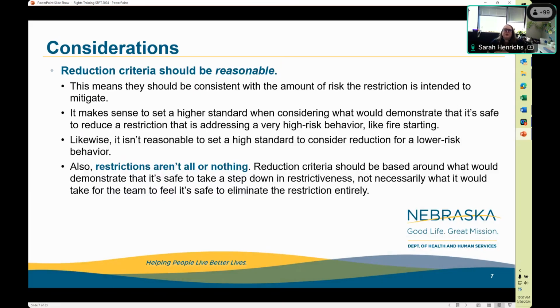Reduction criteria should be reasonable. I don't know if a lot is the right word, but it is not uncommon for us to see an ISP where it says 0 incidents of any target behavior for 1 year. And I'm not going to say that there aren't situations where maybe that might be what is needed to demonstrate that it's truly safe to reduce somebody's restrictions. But in a lot of cases, that's not necessarily true.